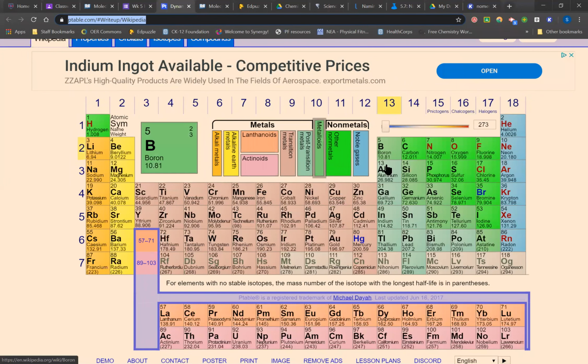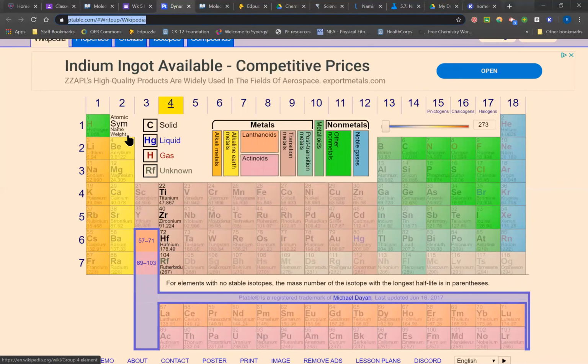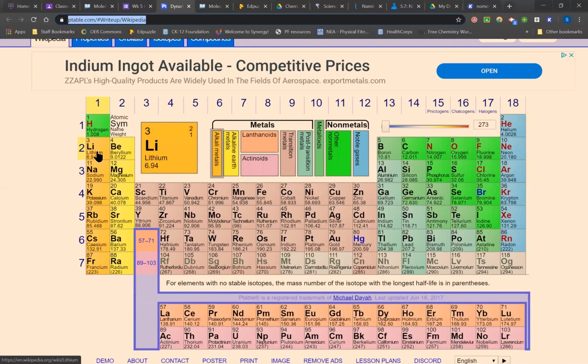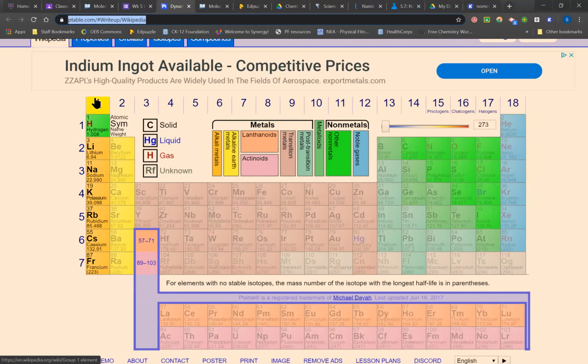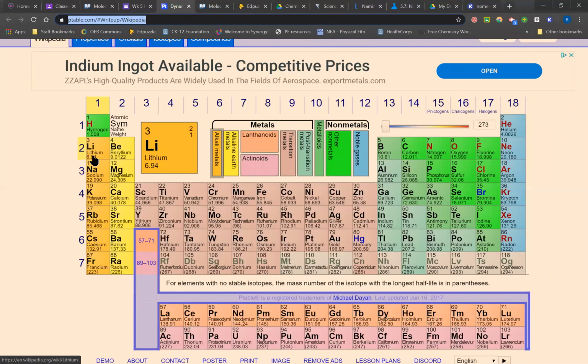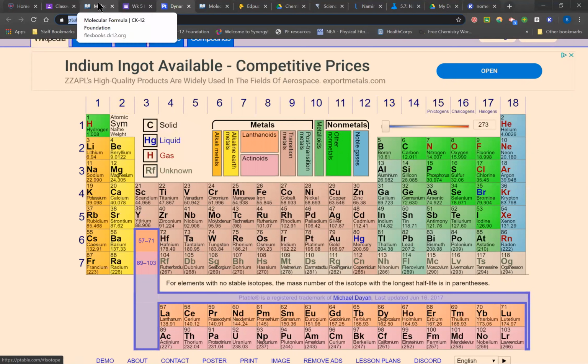All of these are closer to having their outer level filled if they lose those 3 electrons, 2 electrons, or 1 electron. And again, remembering that that's how ions are formed. By losing an electron, you're a positive ion. I'm sorry, +1 ion, +2 ion, +3 ion. So don't forget what you've learned up to this point. All right. So now back over here.